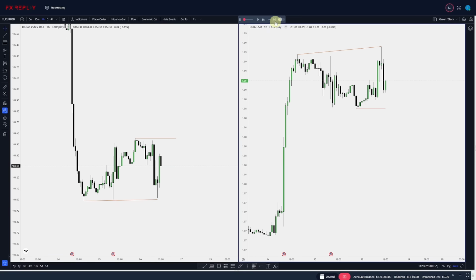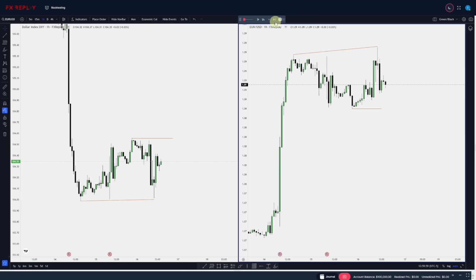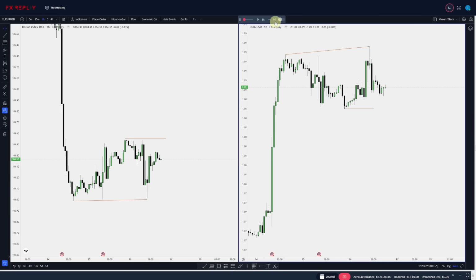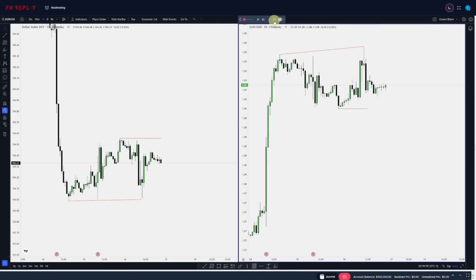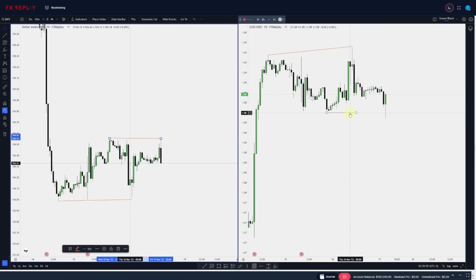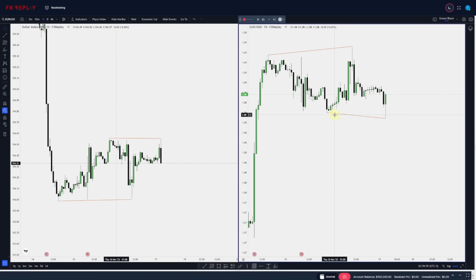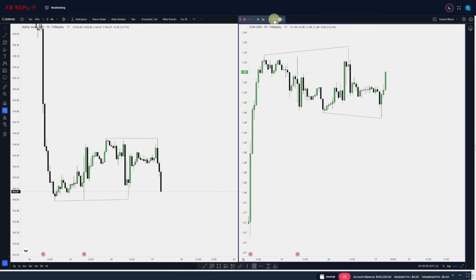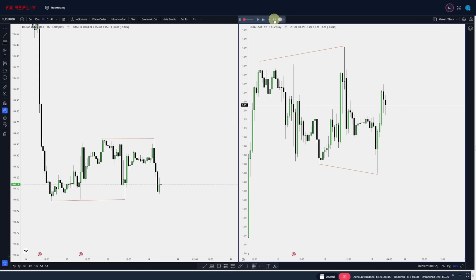Here we get that reversal. Let's see what happens next. So you can see here, do we take this high? We do not. But over here on the euro chart, we do. So now we have an SMT on this low as well. So I could be looking for a reversal to the downside here on the dollar or upside with the euro. And we do get that.